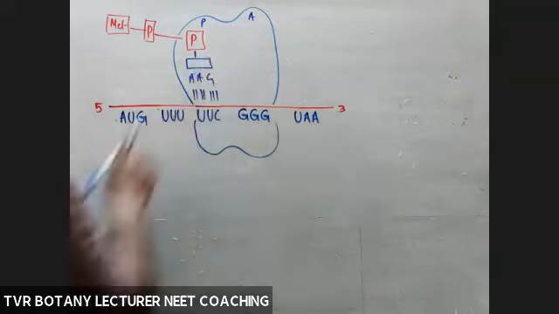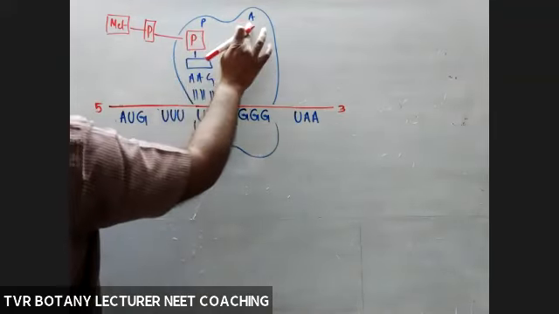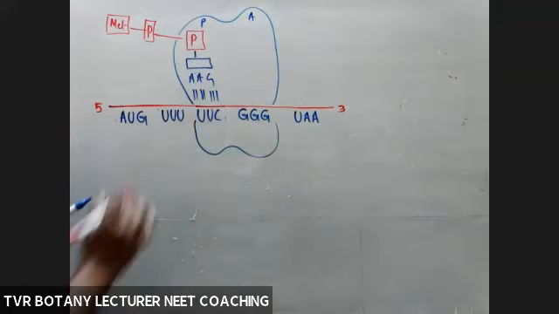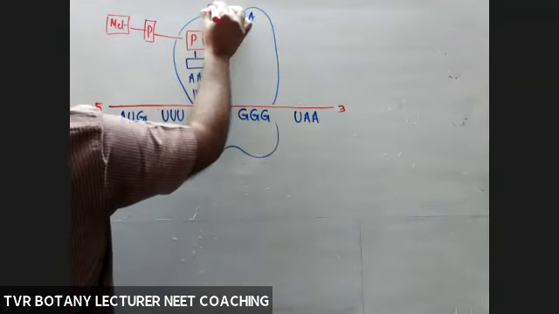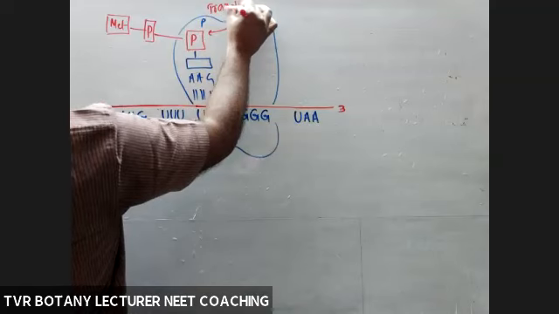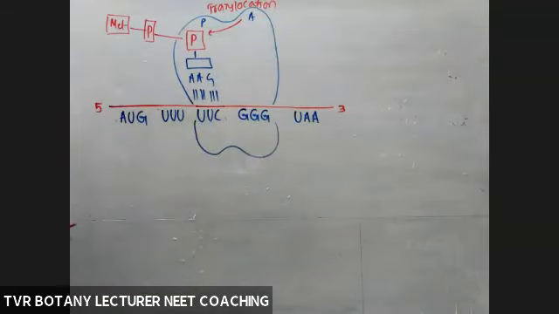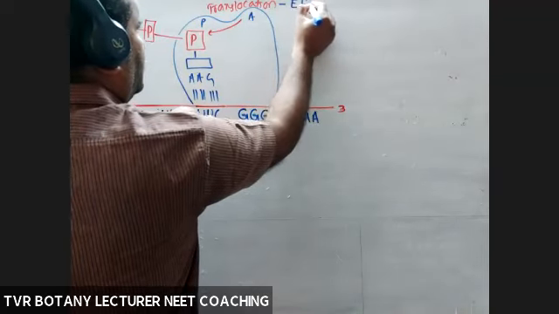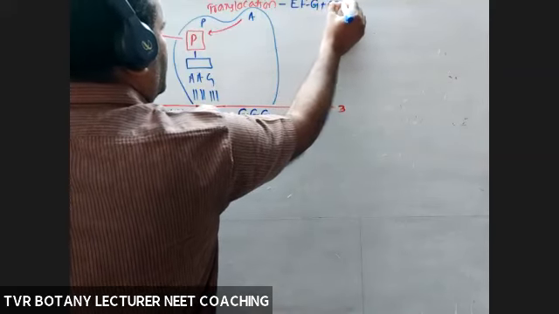Now is the A site empty or not? So here, the third amino acid tRNA is shifted from the A site to the P site. Here also translocation. What is translocation? Shifting of the amino acid tRNA from the A site to the P site. Here also elongation factor G, translocase, plus one molecule of GTP.